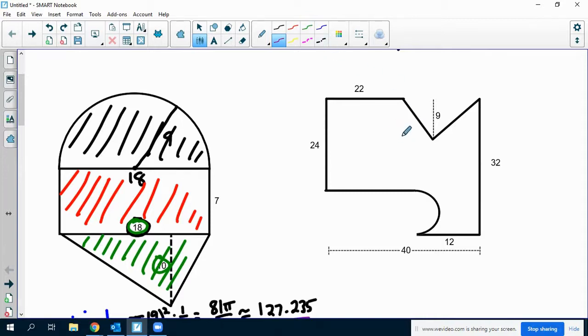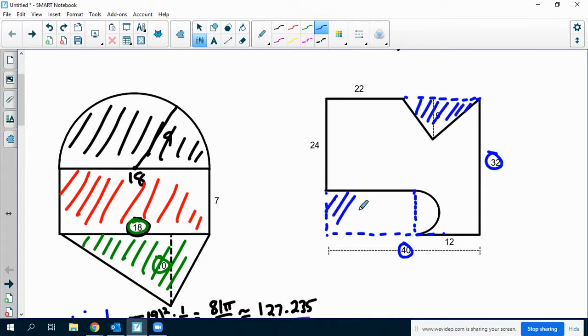Now the second figure, I'm going to break this up. This is a little bit more confusing, but I'm going to break this up into essentially two parts, and each of those parts has two parts to go along with it. If we look at this entire figure, it's kind of like one giant rectangle, 40 by 32. So I could break this up into a giant rectangle and then subtract the triangle, this rectangle, and this semicircle.